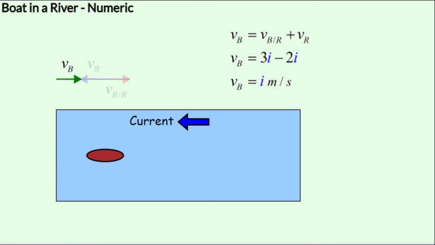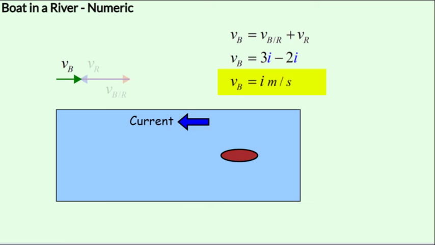We use the same formula, that is, VB equals VB with respect to R plus VR. Now VB with respect to R is 3 meters per second, and VR is minus 2 meters per second, minus since the current is in the opposite direction to the rowing of the boat. And we obtain the velocity of the boat as 1 meter per second, which is slower than the rate at which it is being rowed.